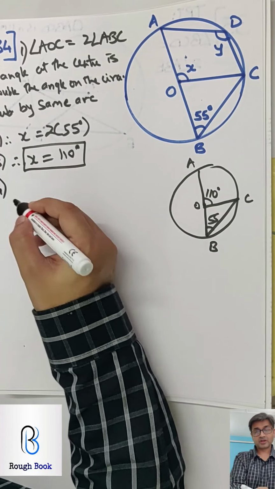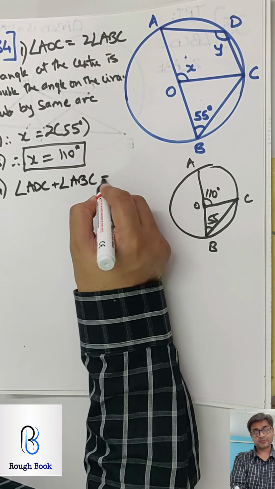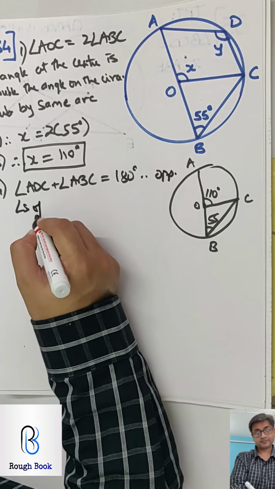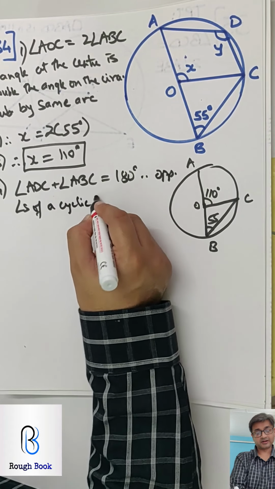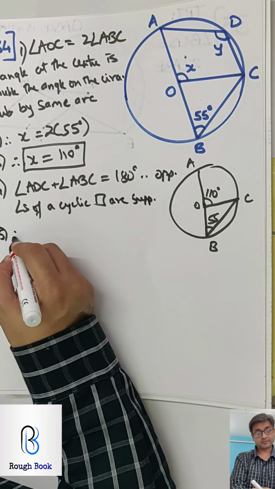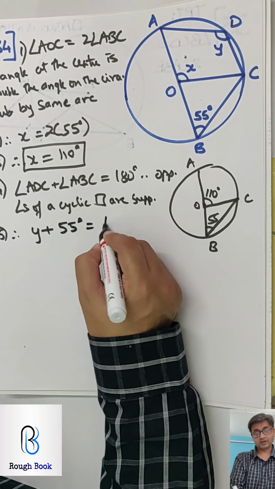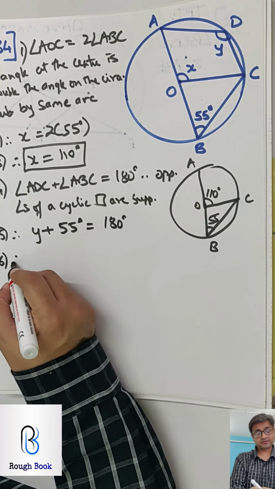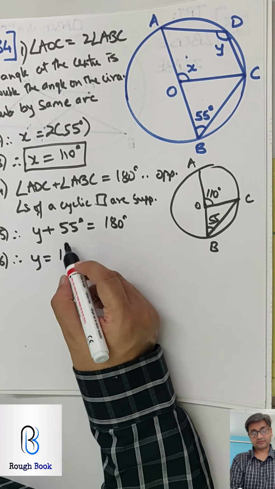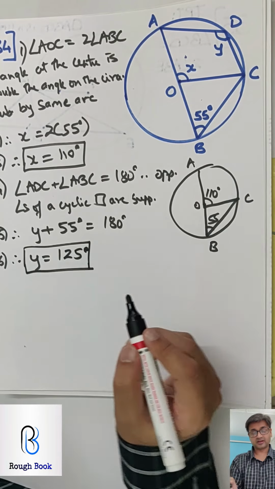Now for y. So I will say angle ADC plus ABC equals 180. Opposite angles of a cyclic quadrilateral are supplementary. And therefore ADC is y plus 55 equals 180. So finally we can say y is equal to 125. Correct? 125. So we managed to get the second one.